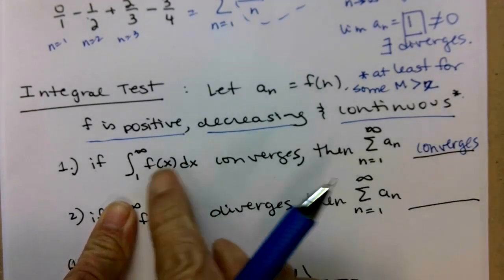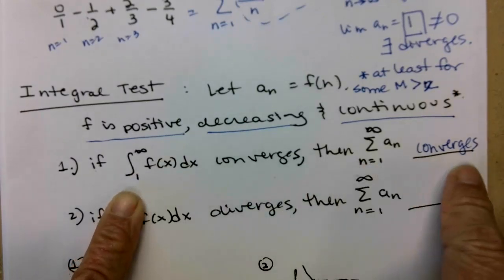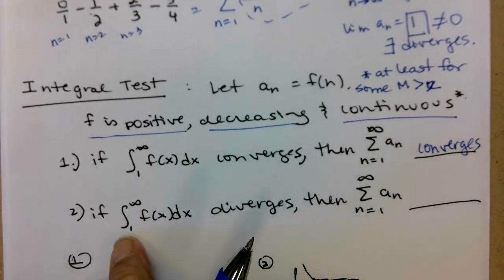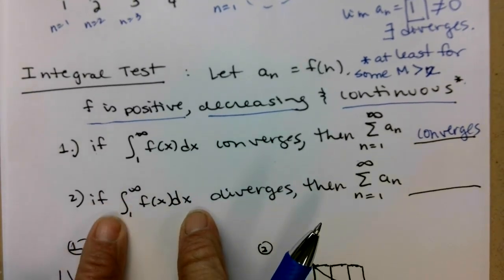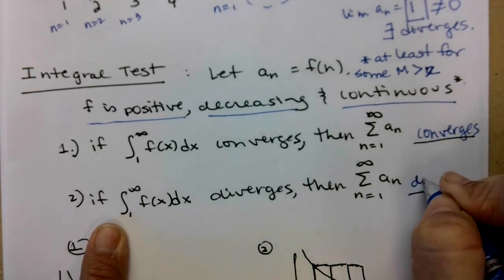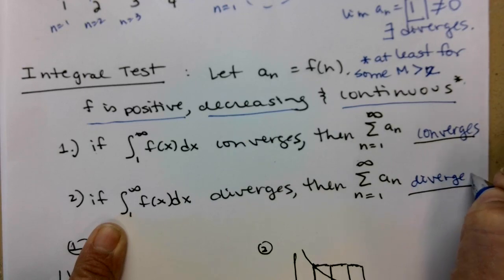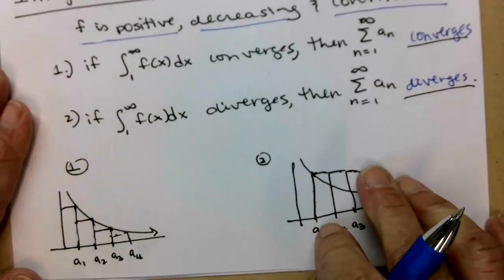Now, be careful, it doesn't necessarily converge to what this integral equals. But it will converge. And then likewise, if the integral of f of x from 1 to infinity diverges, then the series diverges. And you can kind of see this with some graphs.